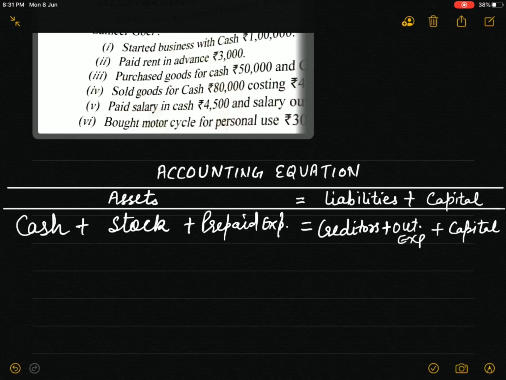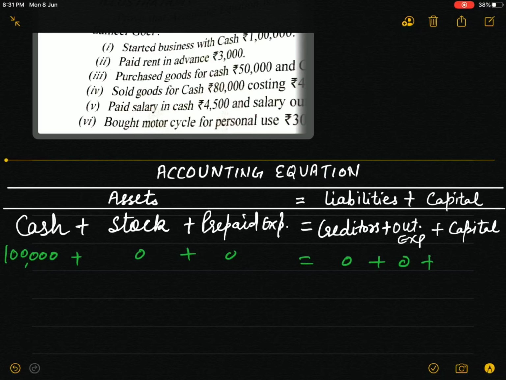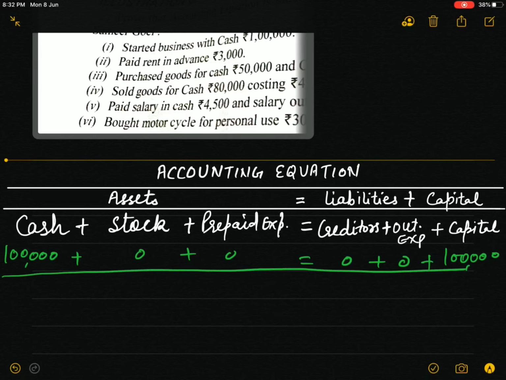The first transaction is started business with cash rupees 1 lakh. Cash is coming into the business and it becomes capital. Then 1 lakh cash, no effect on stock, on prepaid expenses, no effect on creditors, no effect on outstanding expenses. It becomes capital: 1 lakh, 0, 0, 0, 0, plus 1 lakh.